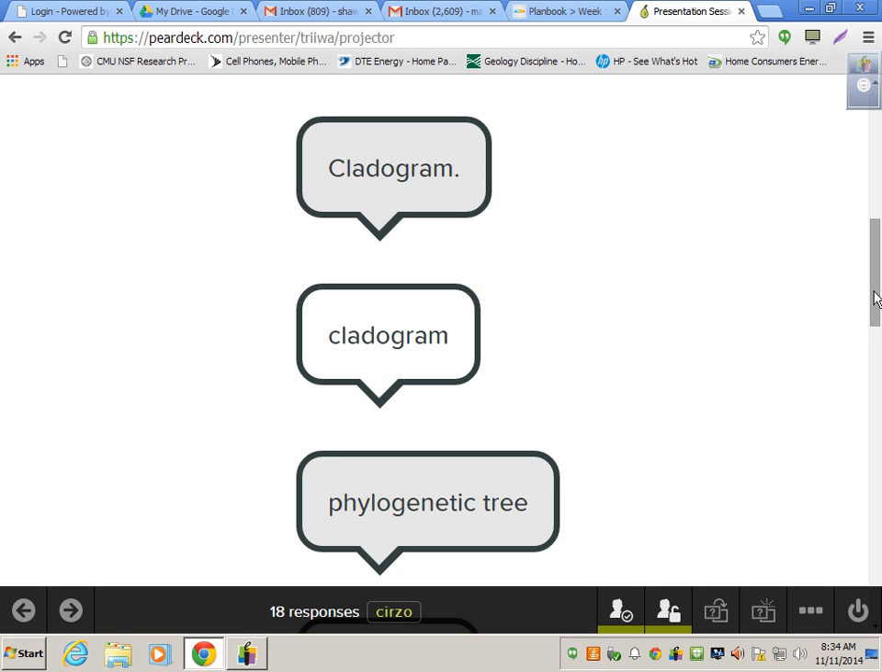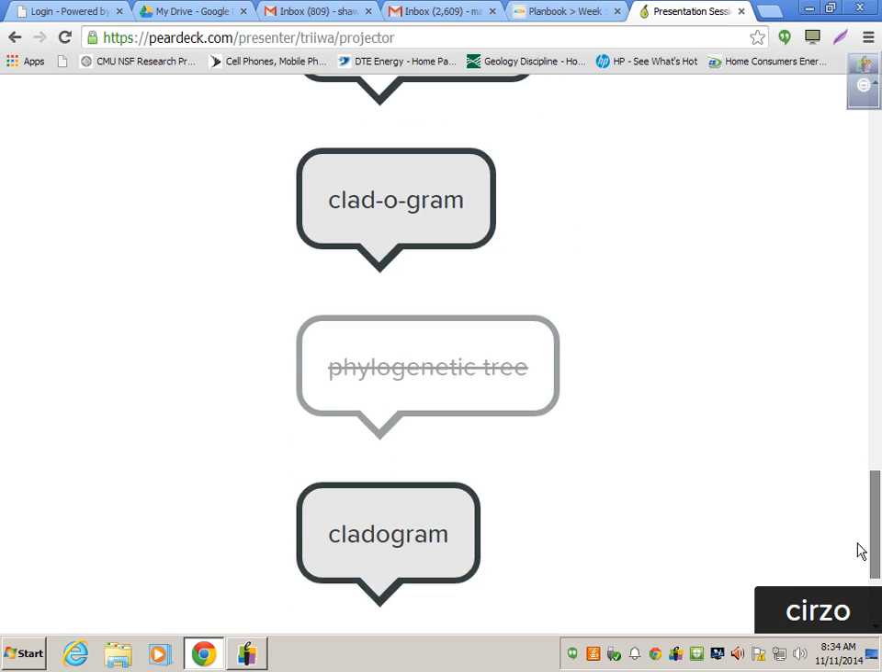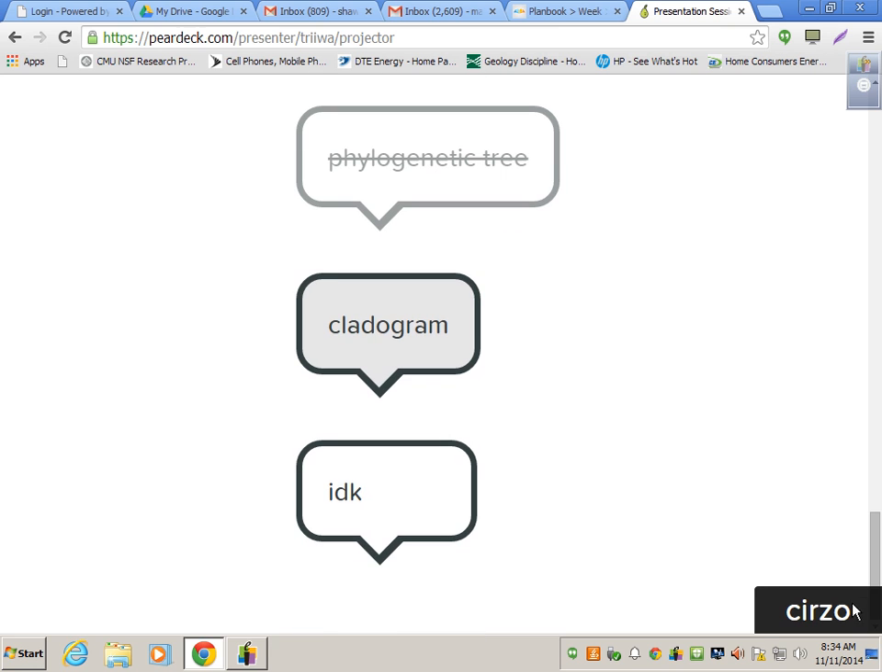Okay? A phylogenetic tree is just a general schematic of how things are related. All right? And we'll get into that today a little bit more. So I guess today I would have accepted either cladogram or phylogenetic. Either one is really correct based on what I said.